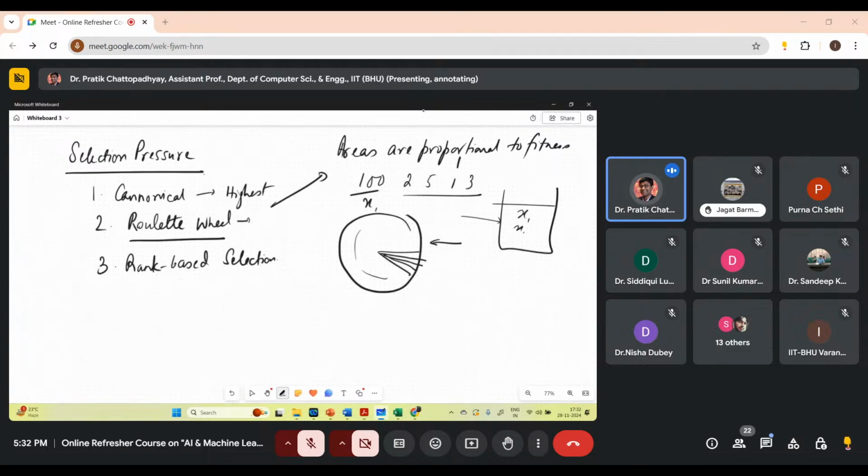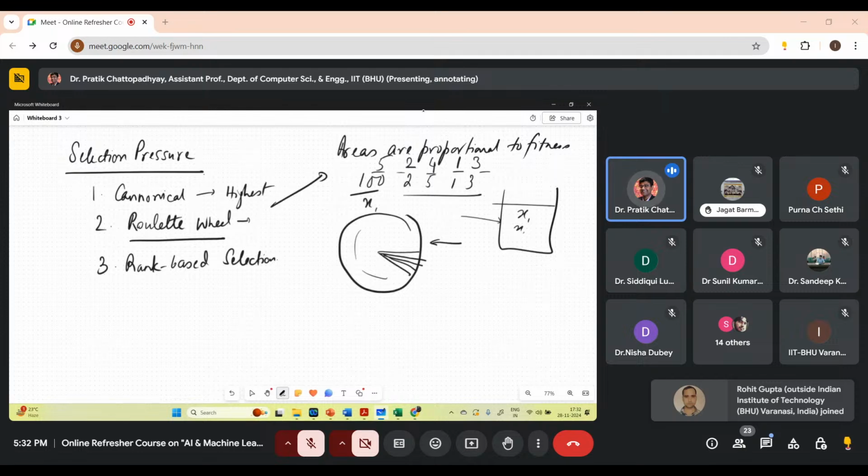Chromosome with fitness 2 is given rank 2. Chromosome with fitness 3 is given rank 3. Chromosome with fitness 5 is given rank 4. This is rank 5. So now this area allocation is done based on these ranks. So it will allow less disparity.